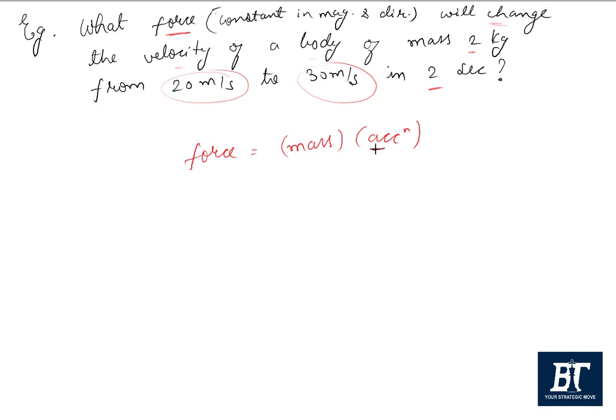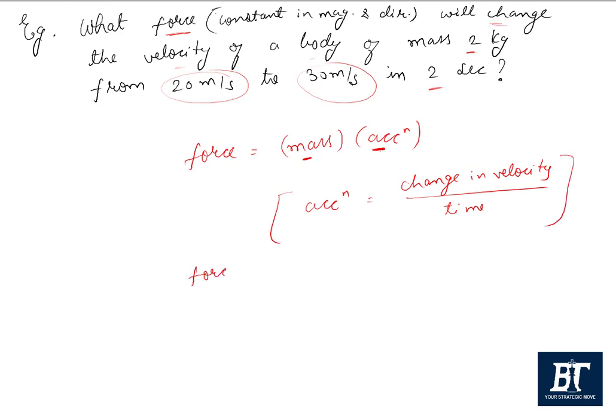and we know the mass of body is 2 kg and acceleration is nothing but change in velocity per unit time. So required force will be equal to mass into final velocity minus initial velocity upon time, and the required force will then be equal to 10 newtons.